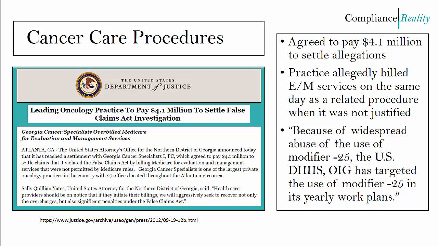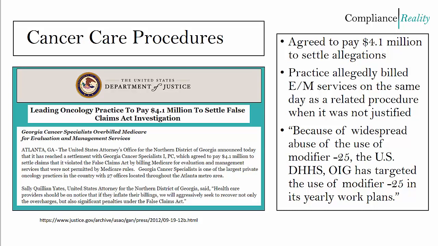The next example comes from cancer care. That last one was just a general, I can't remember if they were internists or family practice, but they were general care physicians taking care of patients. Here, we're now into more of a specialty type of environment, which includes cancer care. In this scenario, this cancer group was, again, billing E&M services on the same day as a related procedure when it was not a justified E&M. They ended up agreeing to pay $4.1 million to settle the allegations.